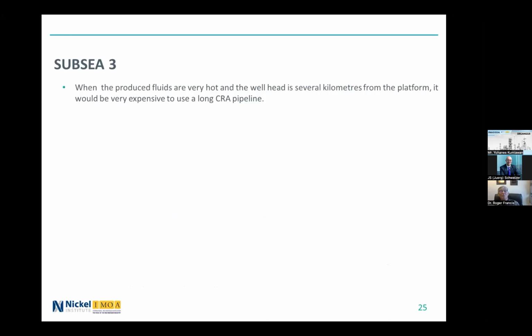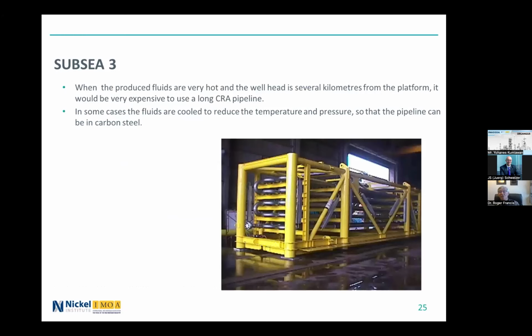Now, when the produced fluids are very hot and the wellhead is several kilometers from the platform, it would be very expensive to use a long CRA pipeline. In some cases, the fluids are cooled to reduce the temperature and pressure so that the pipeline can be in carbon steel. And this shows such a subsea heat exchanger.